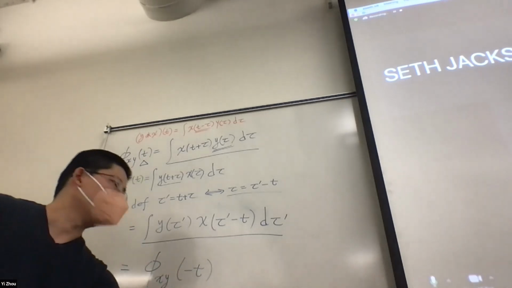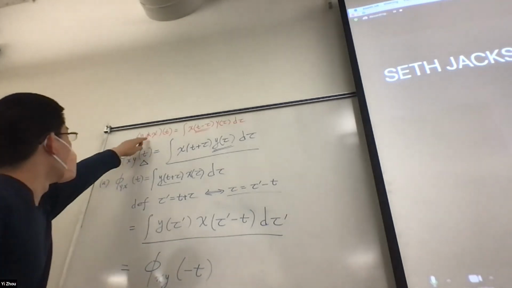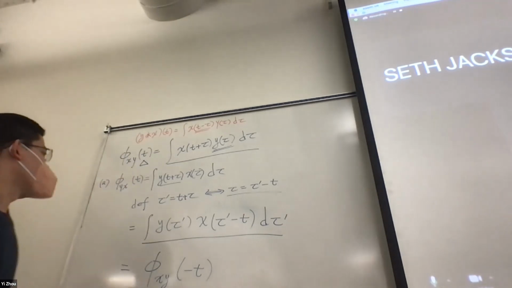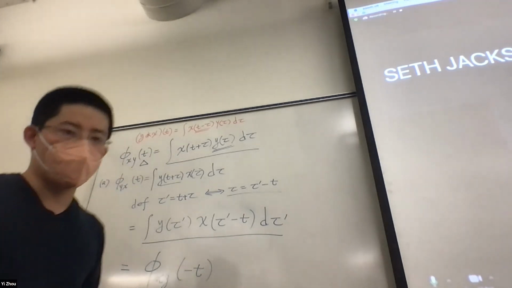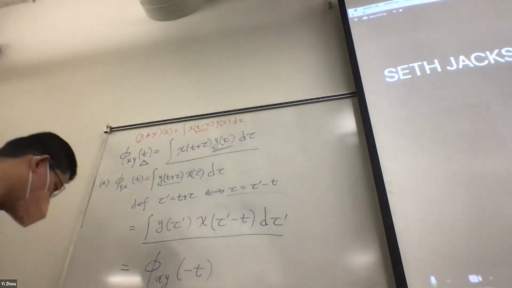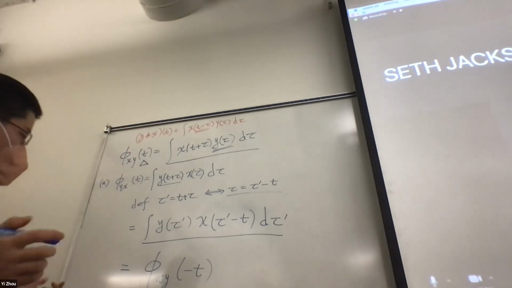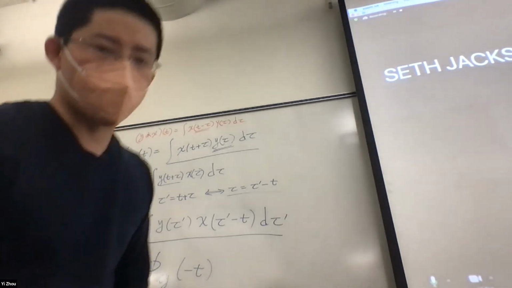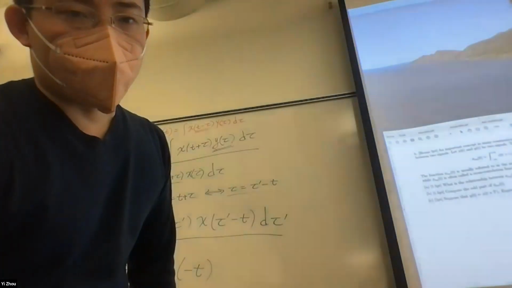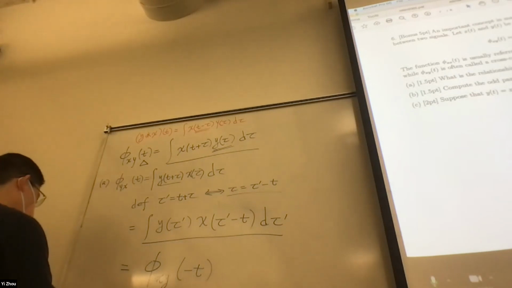So they are not equivalent. In convolution, we know that y convolved with x equals x convolved with y. They are commutative. But for the correlation function, they are not. So this is part A. Part B and C are very similar. Once we have part A, part B is very simple.